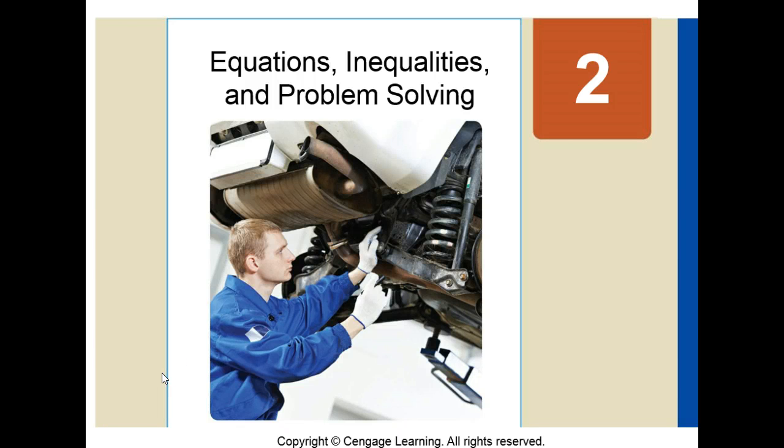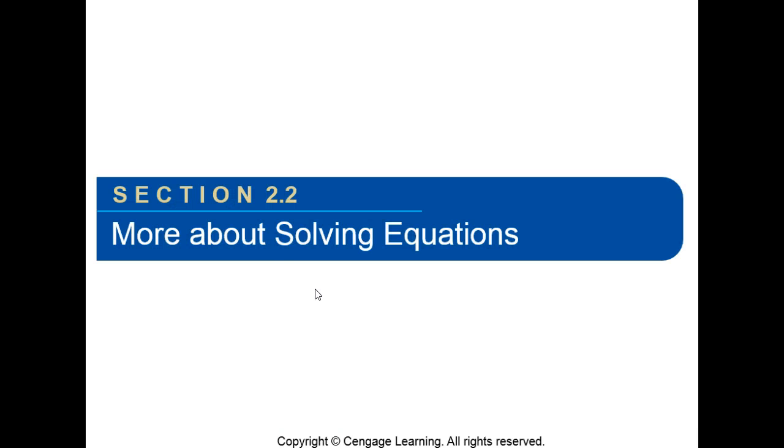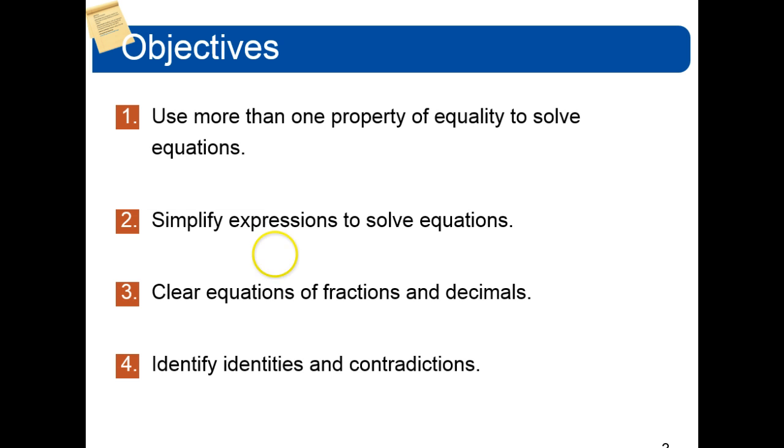We're going ahead in Chapter 2 to Section 2. Chapter 2 is about equations, inequalities, and problem solving. Section 2 is more about solving equations. Our objectives are: 1. To use more than one property of equality to solve equations. 2. To simplify expressions to solve equations. 3. Clear equations of fractions and decimals. And 4, identify identities and contradictions.